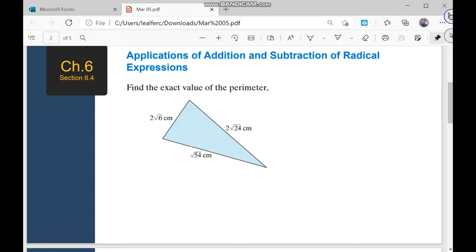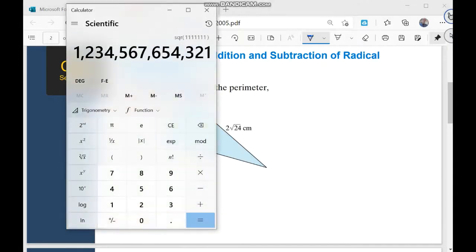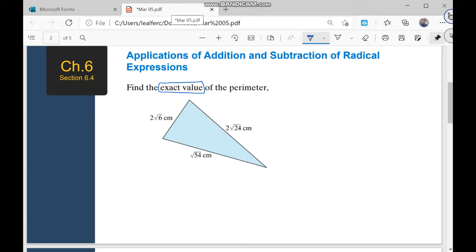When we talk about exact value, that means you cannot round the number. If you find, let's say, as an example, square root of 24, that is this bunch of numbers. You cannot say, oh, square root of 24 is 4.9. No, you are rounding. This is not the exact value. Square root of 24 is square root of 24. That's it.